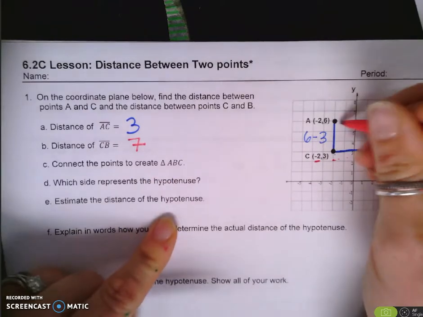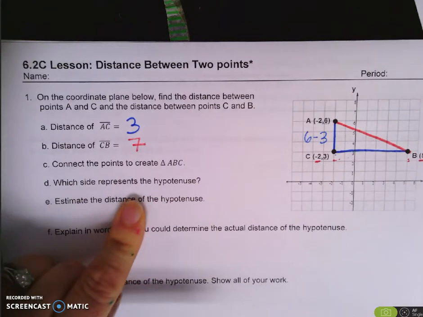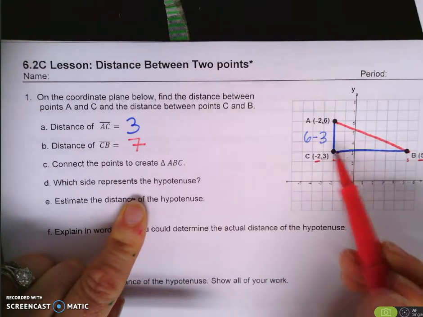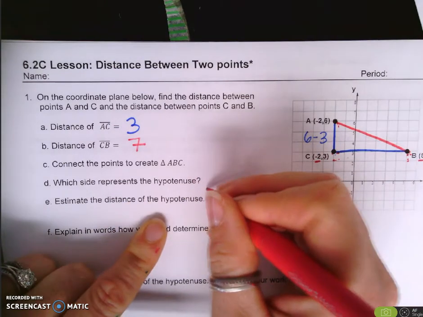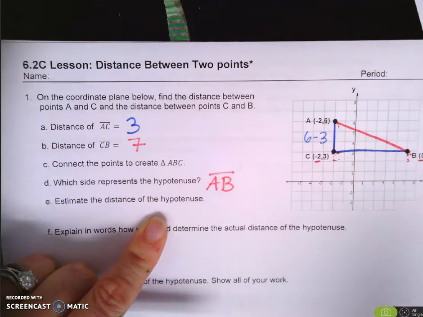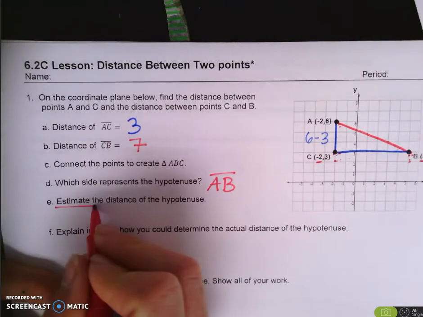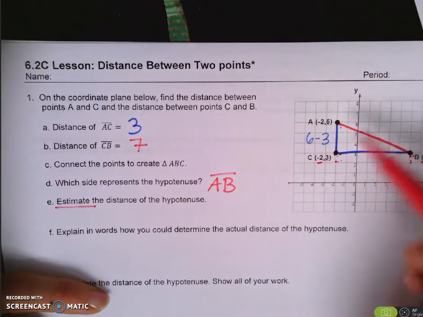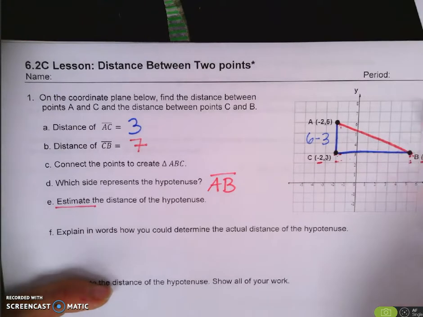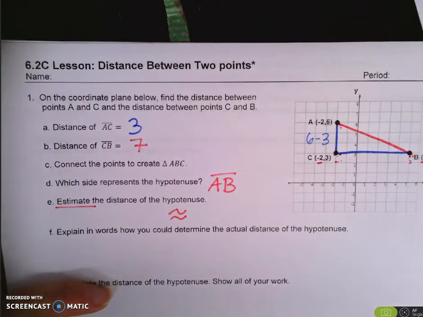Now let's connect these to make a right triangle. And what's the side that represents the hypotenuse? Is it AC? Is it CB? Or is it BA? BA, you say? Good. You can write it BA or AB. I'll write in alphabetical order AB. Don't forget your line over it because it's segment AB. Now I want you to estimate the distance of the hypotenuse. No calculators, no Pythagorean theorem. Just estimate. If this is 3 and this is 7, what do you think this is? Is it more than 7? Well, yeah, because it's the hypotenuse. It's the longest one. So I'm going to say it's about, go ahead, give me a number.